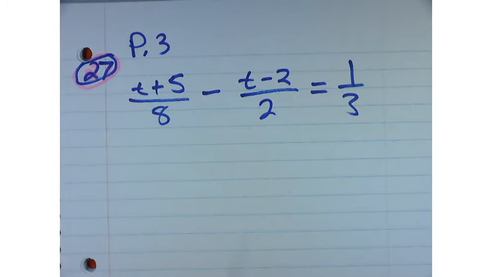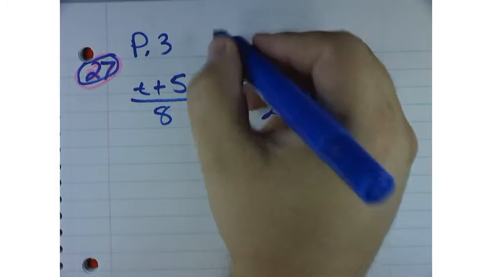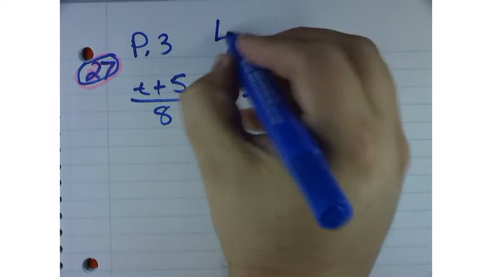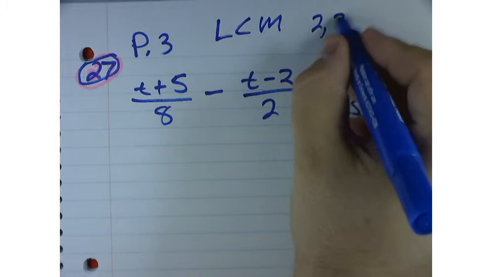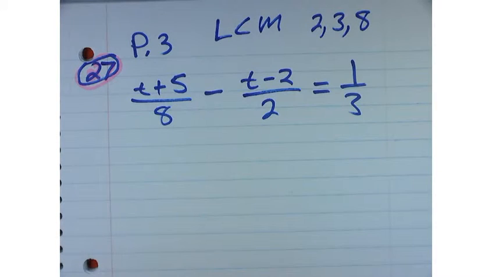A student requested that we do it in pink, but you can't see the pink all that well. The thing that we don't like about this particular problem is that it has a bunch of fractions. We have three denominators: 2, 3, and 8. What we want to do is find the lowest common multiple of 2, 3, and 8. The easiest way is to think of the multiples of 8.